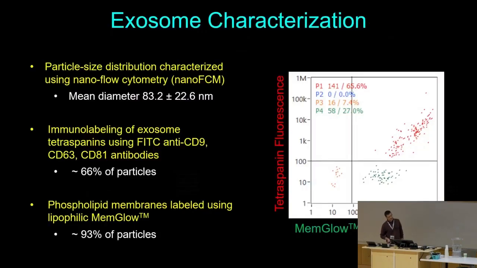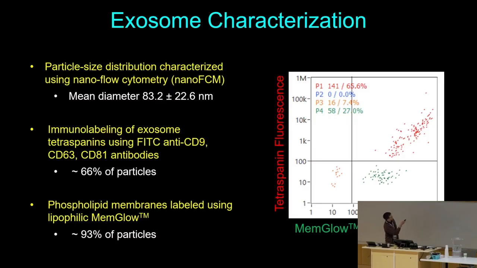To characterize the exosomes, we used nanoflow cytometry, and the particle size distribution had an average mean diameter of 83 nanometers, and so this is well within the range of typical exosomes. We also used immunolabeled antibodies for anti-CD9, 63, and 81, and these were to identify actual exosomes rather than just other microvesicles or apoptotic bodies.